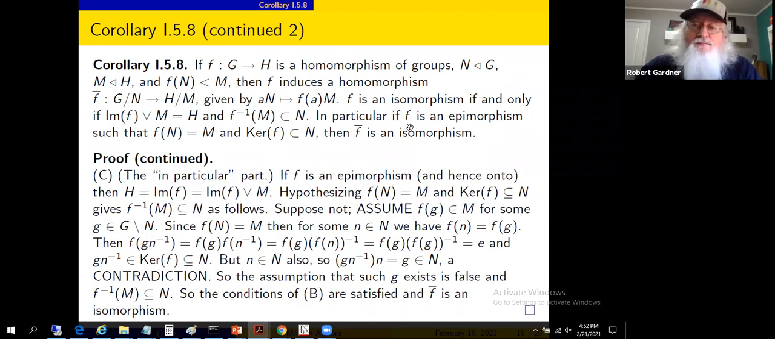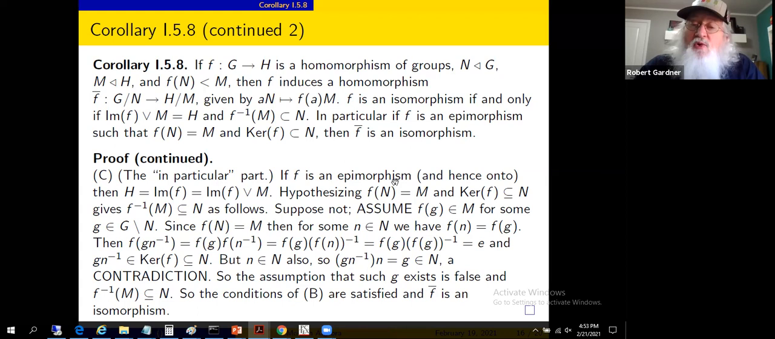In particular, if F is an epimorphism such that F of N equals M and the kernel of F is a subset of N, then F bar is an isomorphism. So another claim of isomorphism here. There are our hypotheses: F is an epimorphism such that F of N equals M, and the kernel of F is a subset of N. Then we want to draw the conclusion of F bar being an isomorphism.